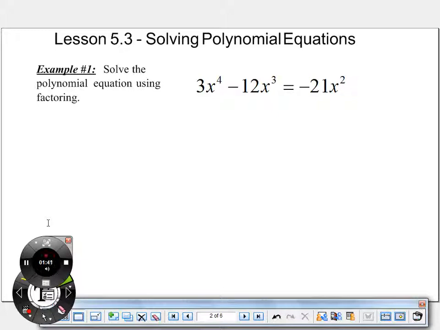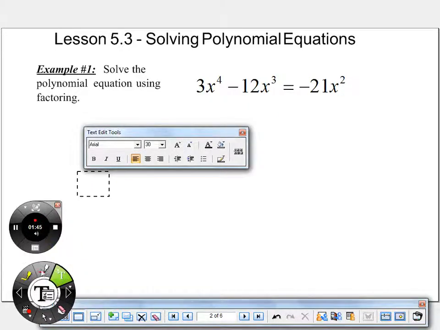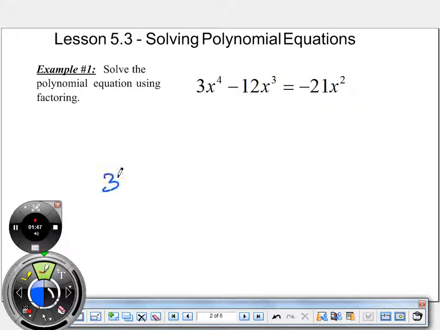So here, first I would get everything on the same side, and I'm going to write it in standard form. So we have our 3x to the fourth minus 12x cubed, and what I would do is just add 21x squared to both sides, so that it's set equal to 0. Because the first thing I'm going to try is I'm going to try to factor it. Because if I can factor it, it's a lot simpler for me to find the zeros. All right, so factoring. Somebody help me out. What can I do here? Alex.